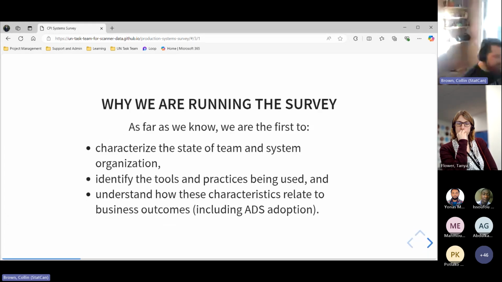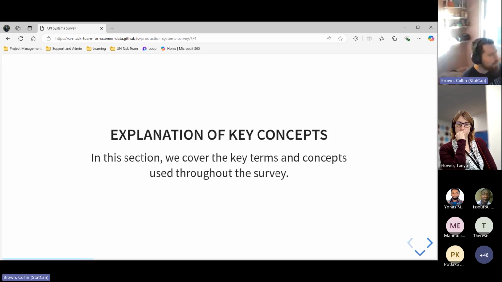As far as we know, this is the first attempt in the consumer prices domain to formally characterize what these team and system interactions look like. We're also identifying the tools and practices used, characterizing business outcomes, and looking at how these things relate to business outcomes. Anyway, we'll jump into some more concrete details about the survey now.